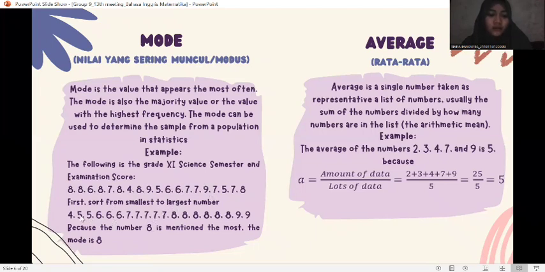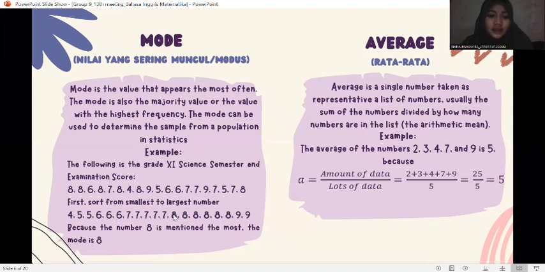So 4, 5, 5, 6, 6, 6, 7, 7, 7, 7, 7, 8, 8, 8, 8, 8, 8, 9, 9. Because the number 8 is mentioned the most, the mode is 8.